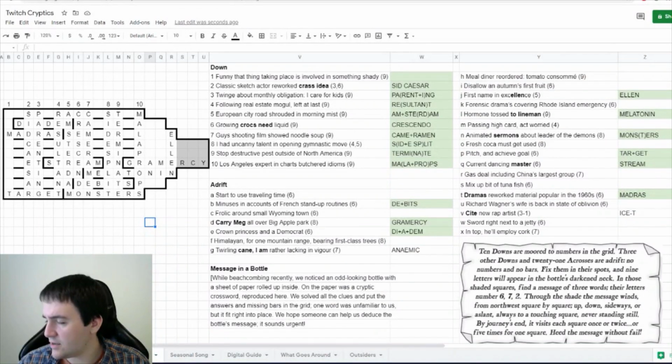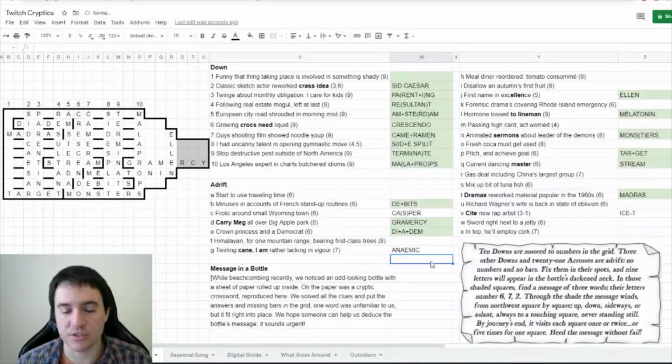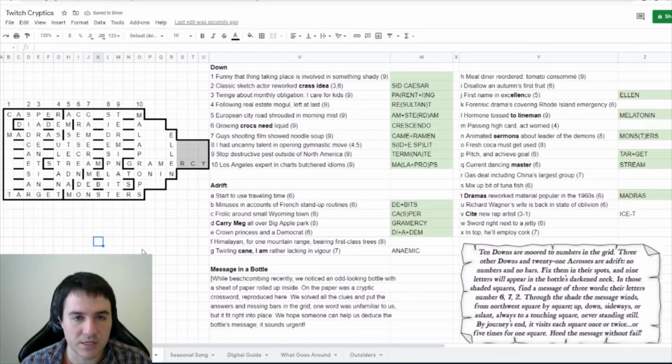Citizen Raw. C's definition is Wyoming town, also a ghost. Is it an anagram of frolic? No, okay, so small isn't part of the definition. So we need a 5-letter word for frolic. It looks like it's Casper. That gives us caper, which is frolic around the S from small. We can probably get one down now, right?